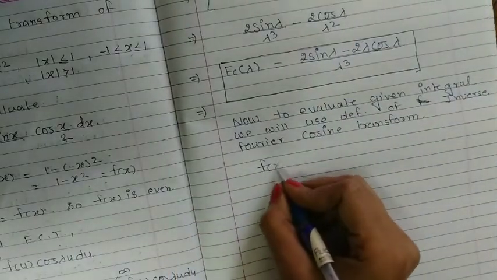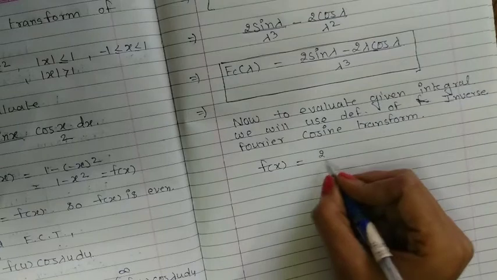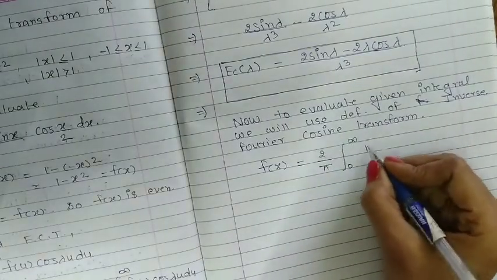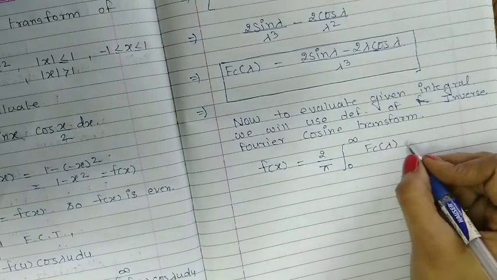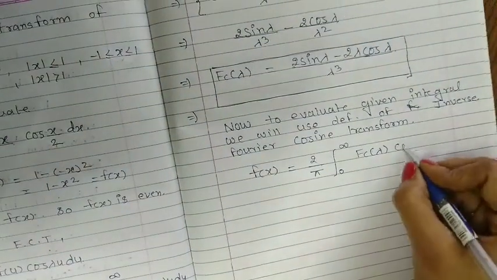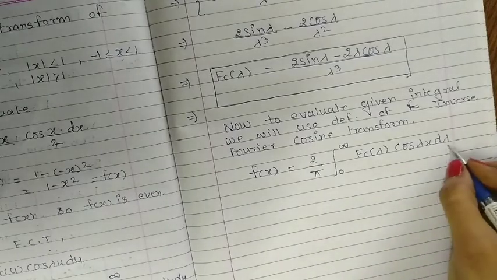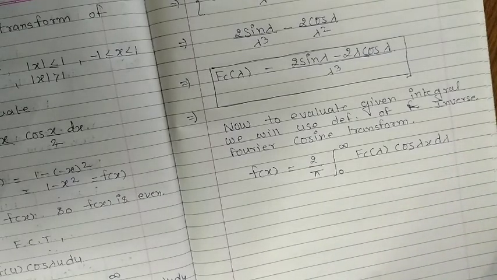What is the definition of inverse Fourier cosine transform? It is small f(x). f(x) is equal to 2 upon pi, integral 0 to infinity, Fc(lambda) cos(lambda x) d lambda. This is the definition of inverse cosine transform. See students, it is with respect to lambda.